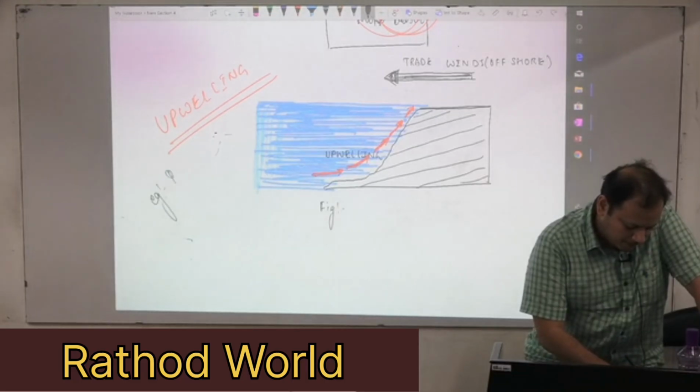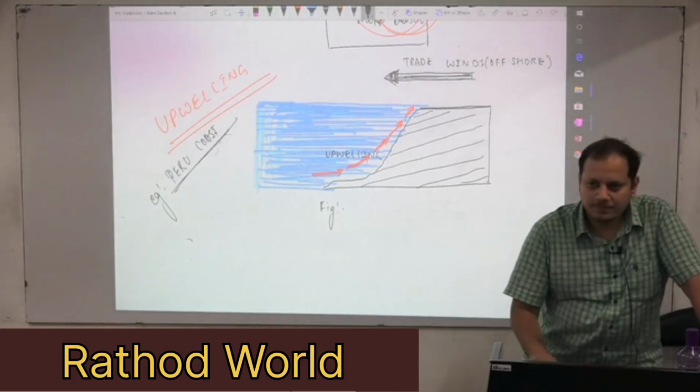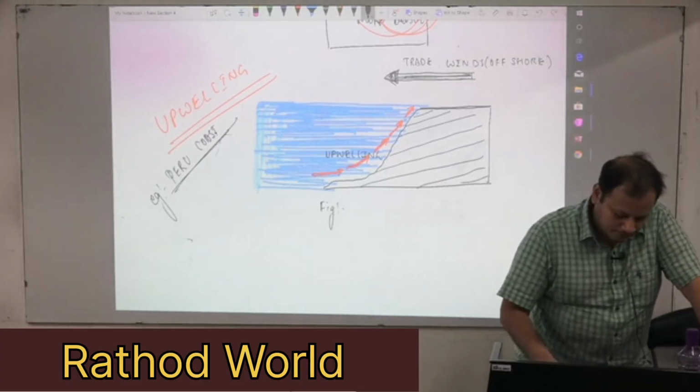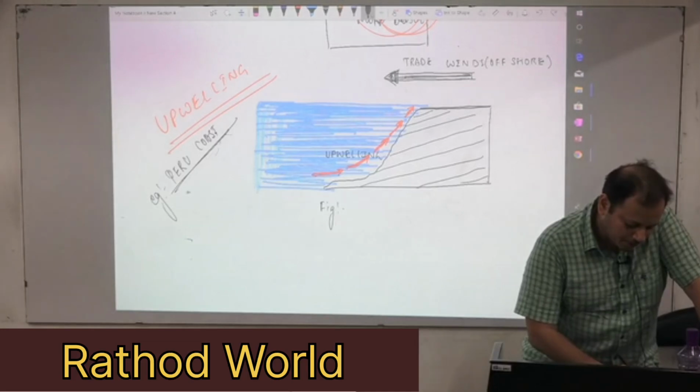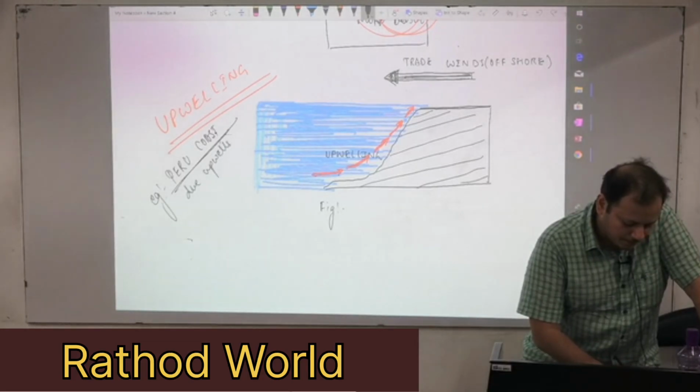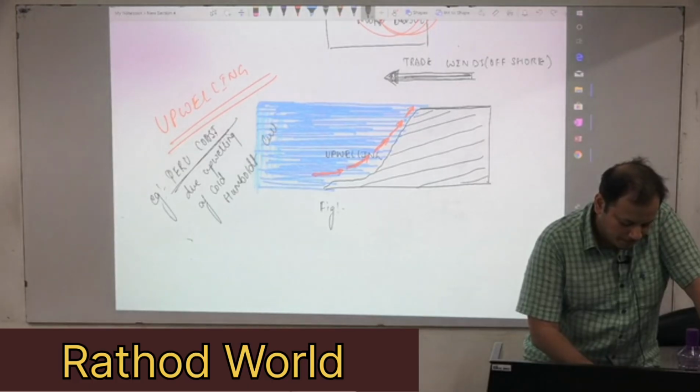Example: due to upwelling of the cold Humboldt current.